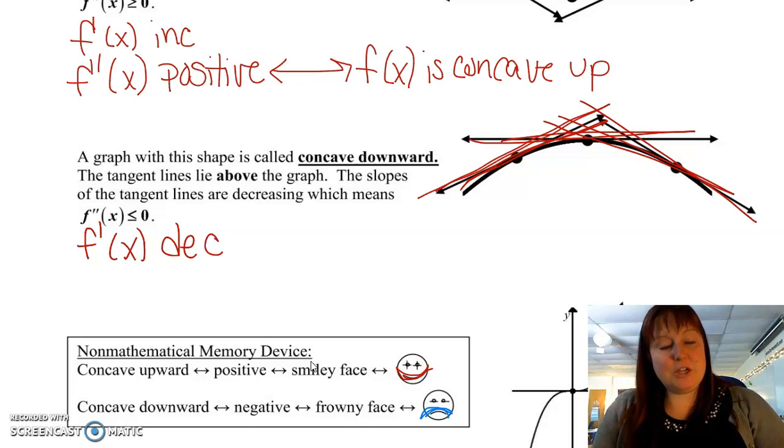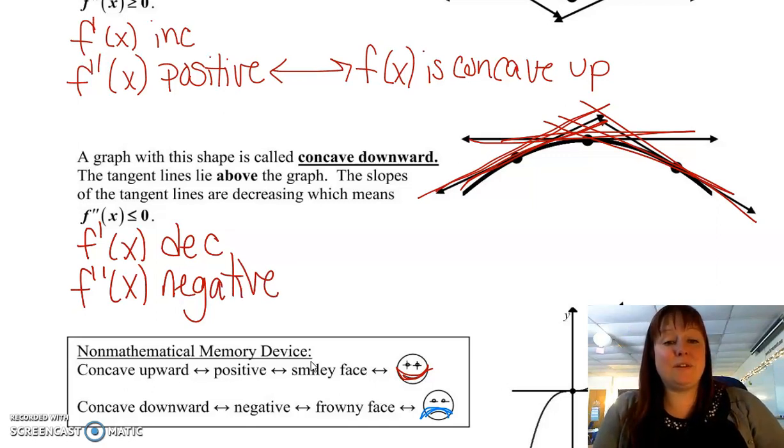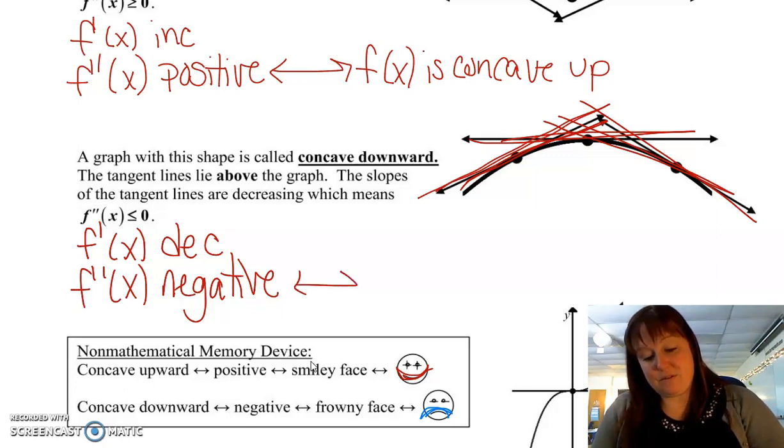And if a function is decreasing, then its derivative, which in this case would be the second derivative, is negative. So we can decide that if the second derivative is negative, then f of x must be concave down.